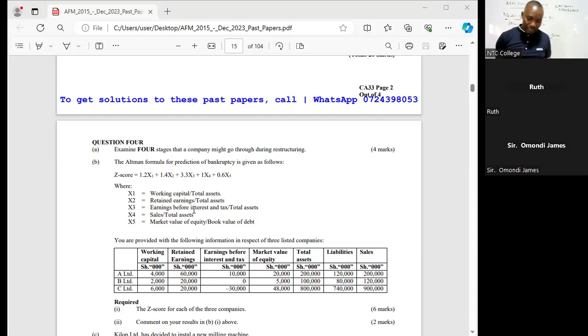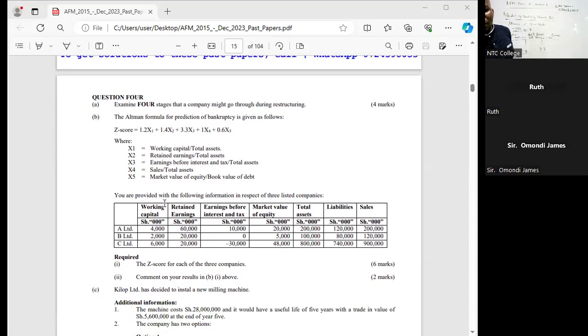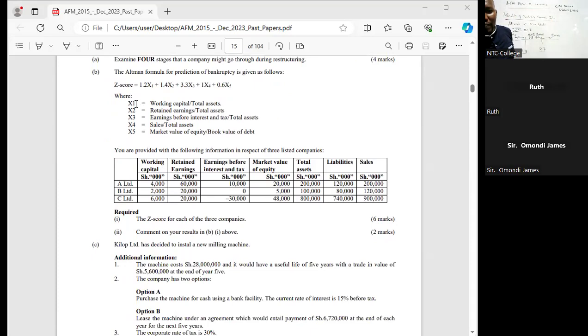You multiply with 0.6. Now, I want us to try this. You are provided this information, which the examiner has done well to give you as an illustration. You are provided with the following information in respect of 3 listed companies. So we have working capital already given. It is Waremas. We have 3 companies: company A, B, and C. These are independent companies, and you are supposed to calculate and tell us which one is better. You are going to calculate the Z-score for each company separately: A separately, B separately, C separately.